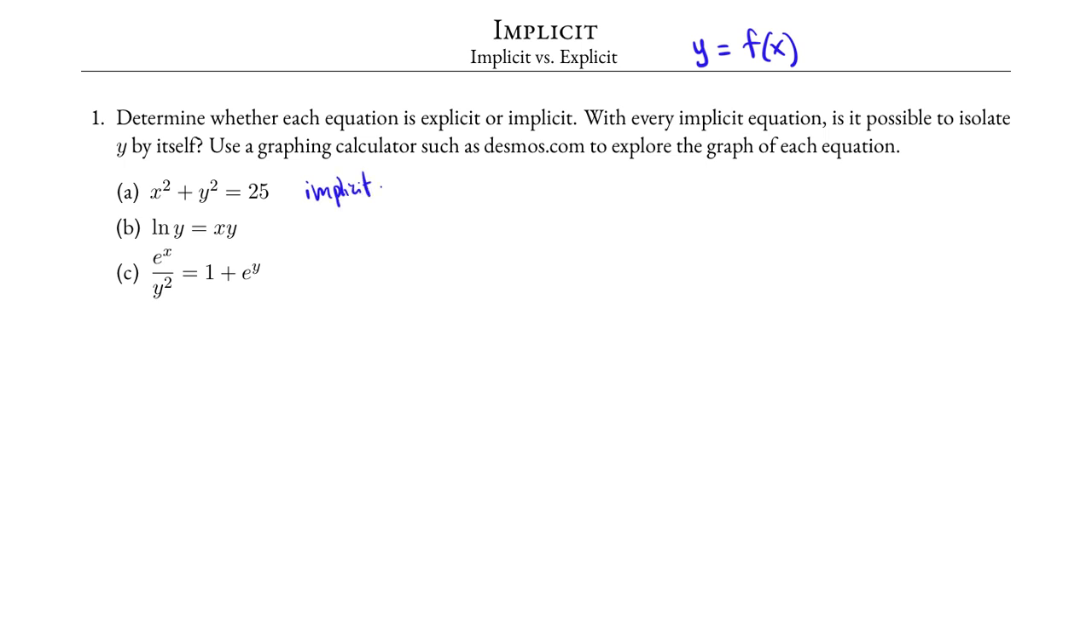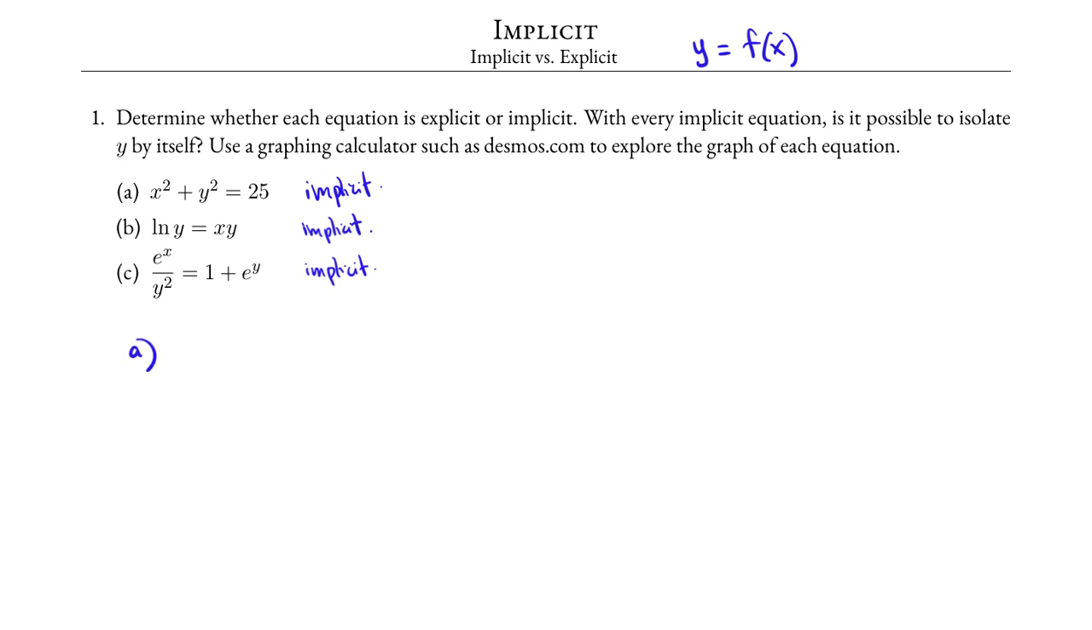Similarly, for the second part, ln of y equals x times y, the equation is not written explicitly in the form y equals something, and so it is in implicit form. And lastly, e to the x over y squared equals 1 plus e to the y is clearly not written in the form y equals something in terms of x, and so this equation is also in implicit form.